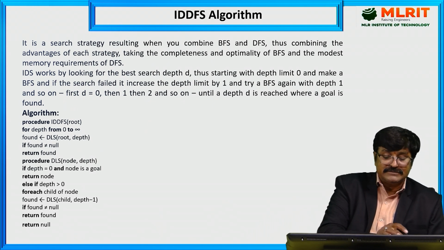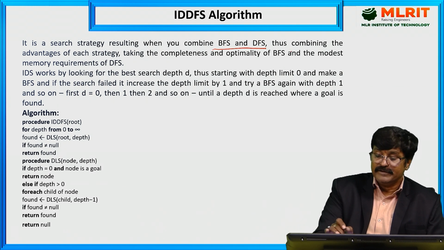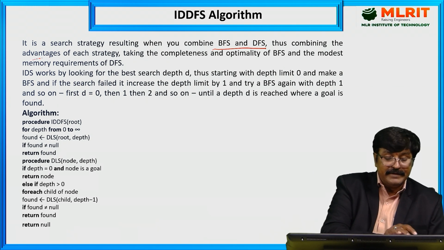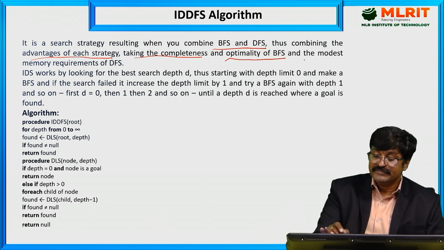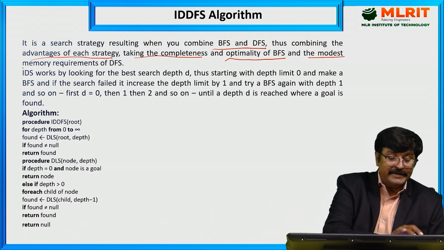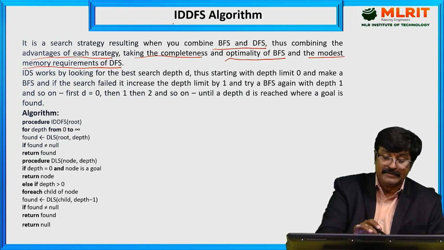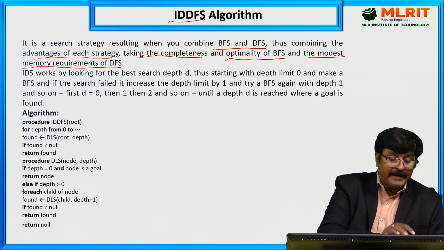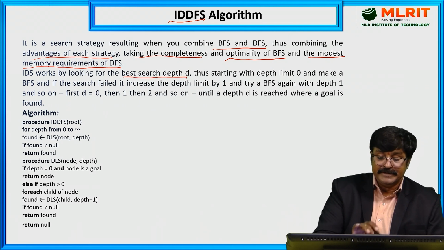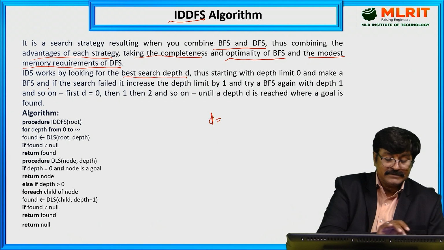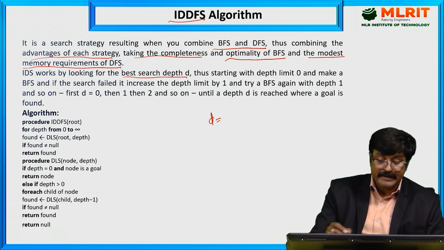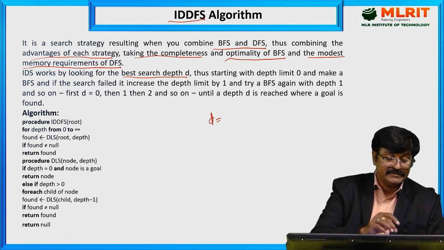It is a search strategy resulting from combining both cases already discussed. Thus, combining the advantages of each strategy, it gives the completeness and optimality of BFS and the modest memory requirements of DFS, both advantages this algorithm has. The idea works by looking for the best search depth D, depending on the initial depth limit. Starting with depth limit 0, you make a search, then you take the deepening in the depth first search.